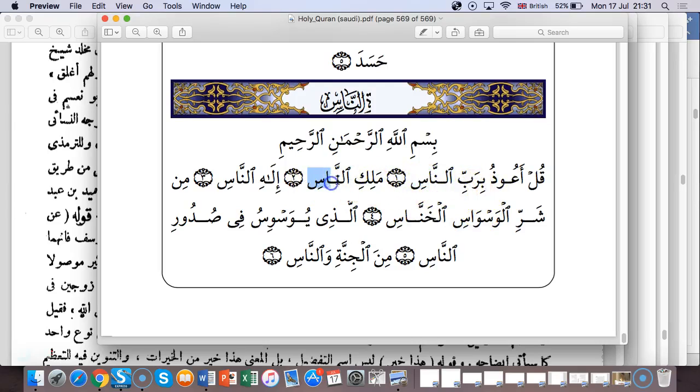Malikin Nasi. Second word, why does the first word have a single vowel? The first word of the of rule takes a single vowel. Ilahin Nasi, God of the people. Again, Ilah is the first word of the of rule, single vowel. Nas is the second word of the of rule, kasra. Sharril waswasi, evil of the whisperer. First word, why does it take a single vowel? Because it's the first word. Waswas, why does it say kasra?